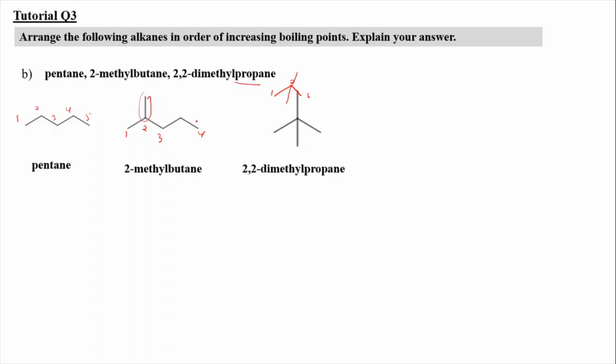So what you can see here is that pentane has no branch, no substituent. But for 2-methyl butane, there will be one substituent or one branch, and then 2,2-dimethyl propane will have two branches, which is one branch here and another branch here.